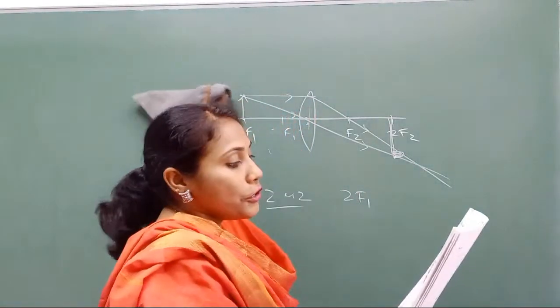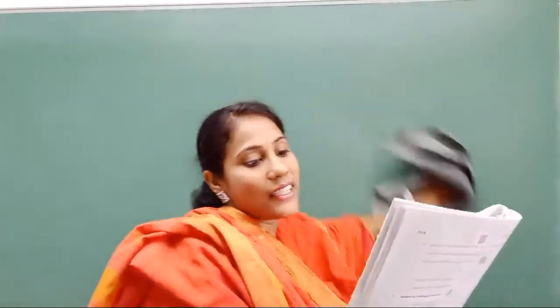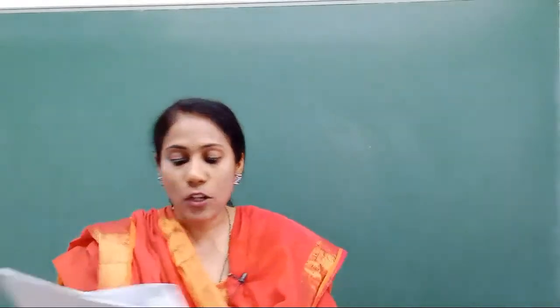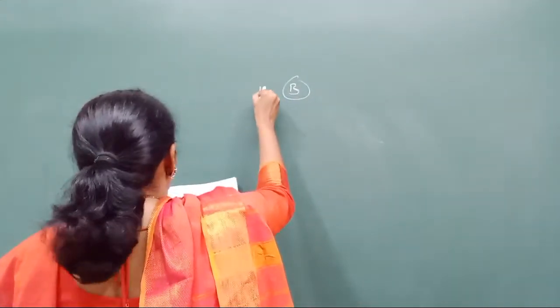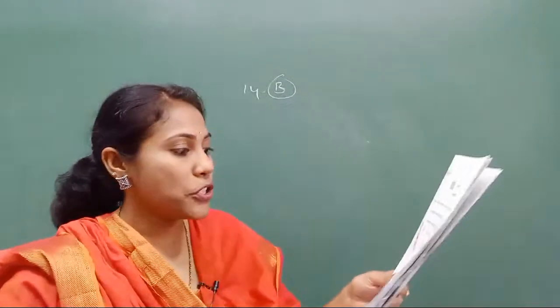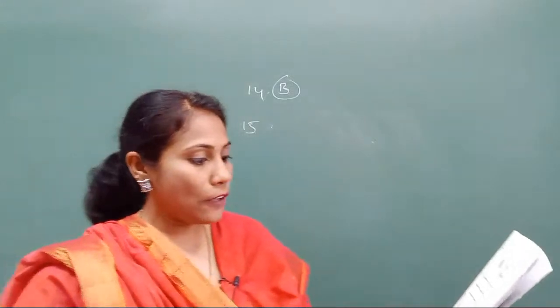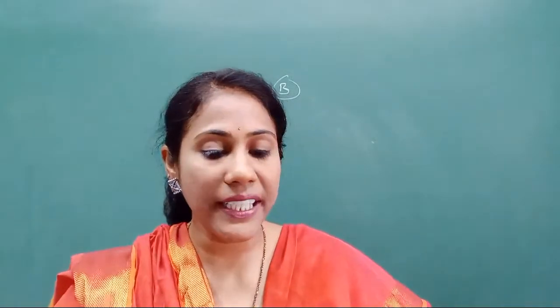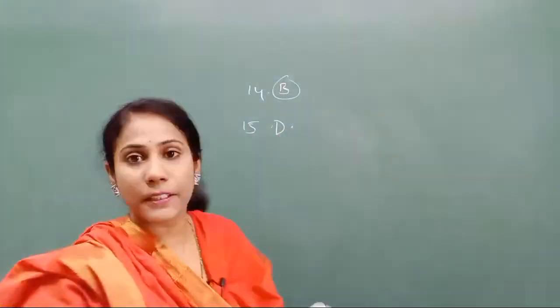Okay, so now the 14th question. The gas liberated at cathode in electrolysis is option B, that is hydrogen gas. So for the 14th question the answer is option B. And for the 15th question, the atomic number of chlorine is 17. Which period does it belong to? It belongs to the third period. That means option D is correct.